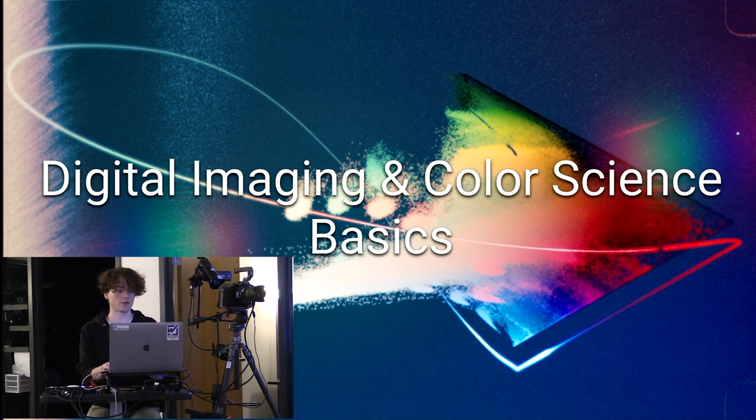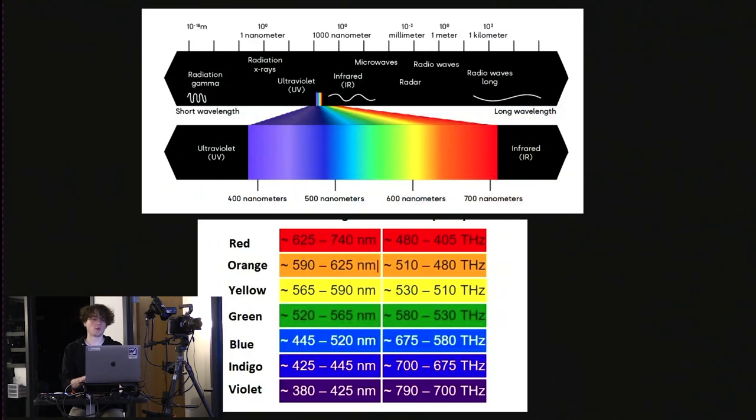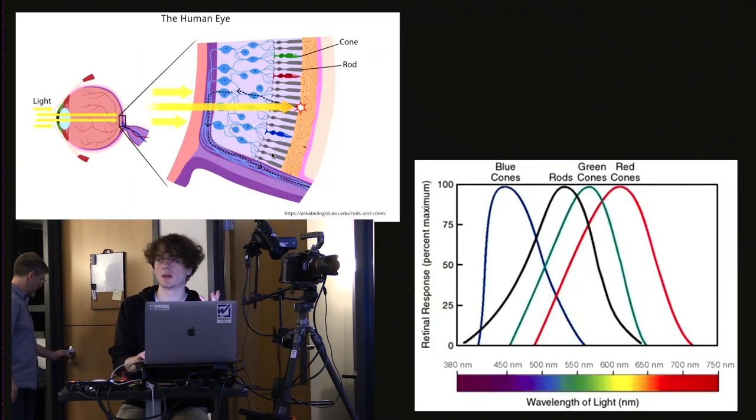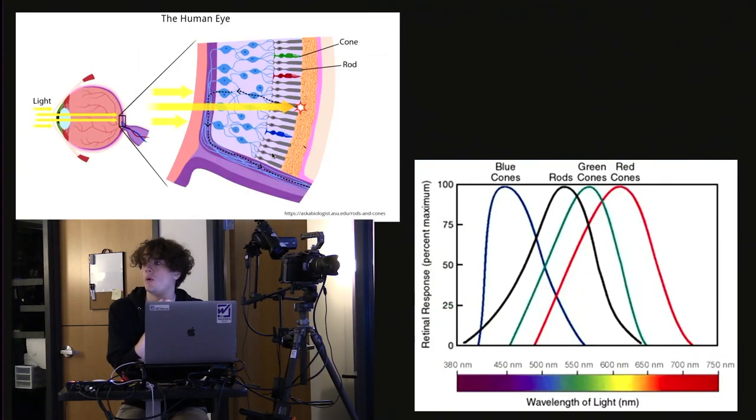So let's go ahead and get started. We're going to start with a review of science class, basically. You remember the electromagnetic spectrum, and you remember that there's a section of it that's visible light, so I don't have to go too far into that. Based on that wavelength, we get these different colors that we perceive when light enters our eyes. Inside of our eyes, we have cones and rods.